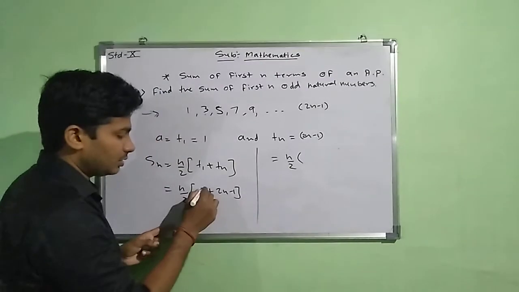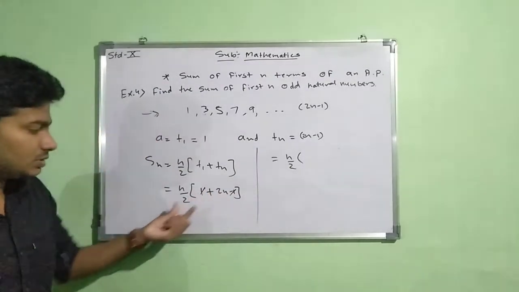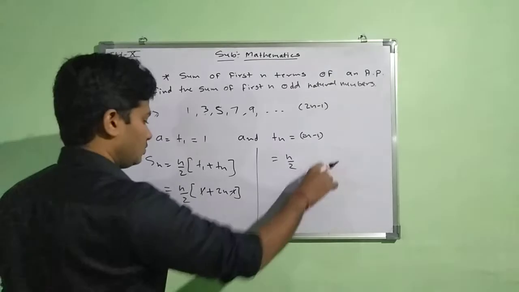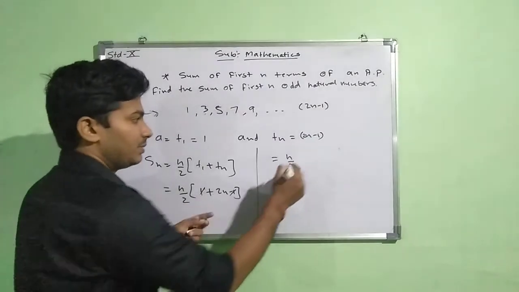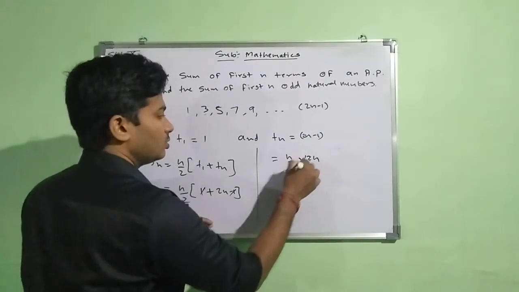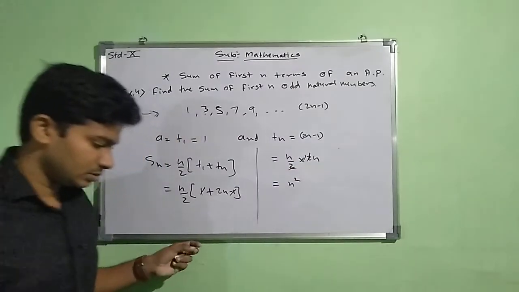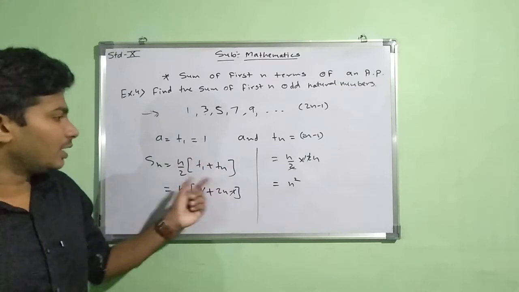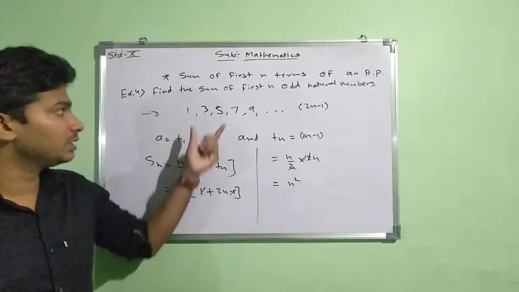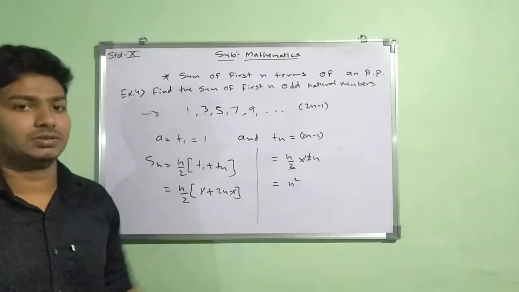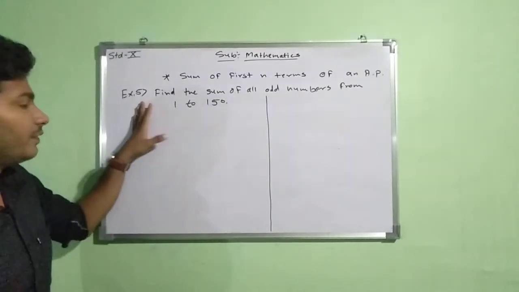Those two terms are the same with opposite signs, so we can cancel them. What is remaining? Only 2n is remaining inside the bracket. Multiplication 2n, the 2 gets cancelled. n square will remain, so the final answer will be n square. So this will be the sum of first n odd natural numbers. So this is the fifth example.